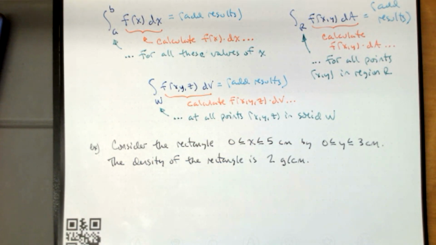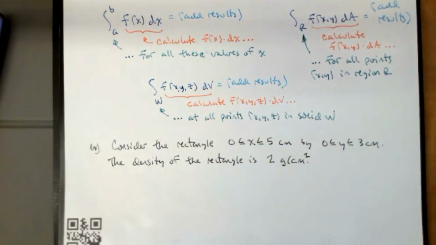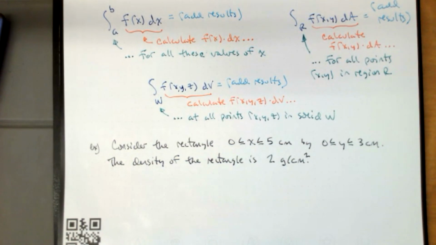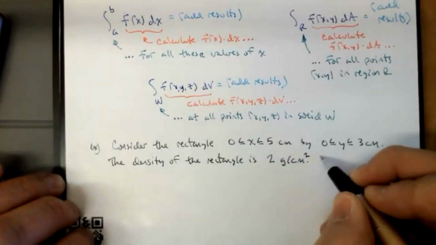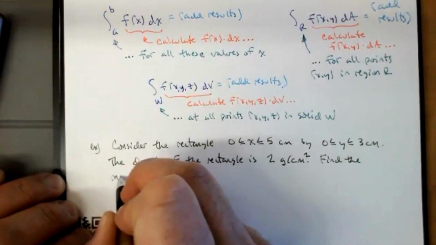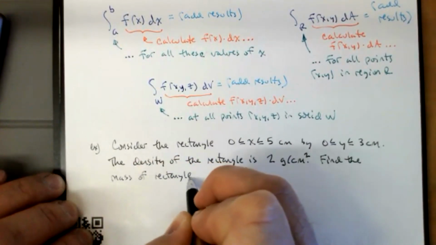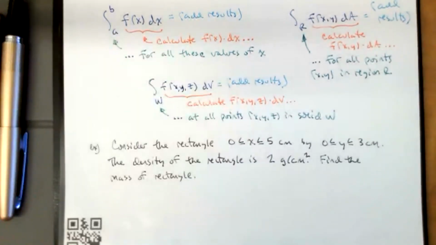Let's suppose we have a rectangle, 0 to 5 on the x and 0 to 3 in the y, and the density of the rectangle is a constant 2 grams per square centimeter. And we want to find the mass of the rectangle.